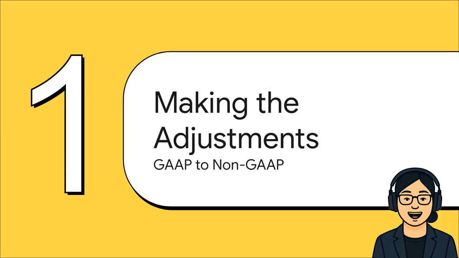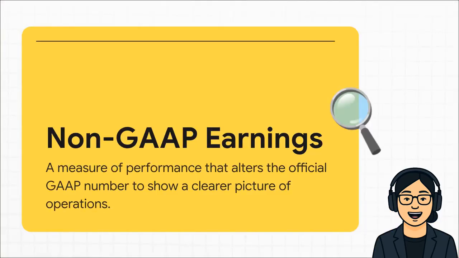So the big question is, how do they even get from GAAP to non-GAAP? It's not like they're pulling numbers out of thin air. It's all about making specific, carefully chosen adjustments. The whole point of non-GAAP earnings is to kind of normalize things. Management's argument is that the official GAAP numbers can have a lot of, let's call it, financial noise. Stuff that they feel distorts the real day-to-day health of the business. So they pull those items out to give you what they say is a cleaner look at their core operations.